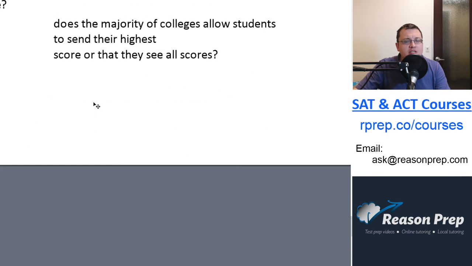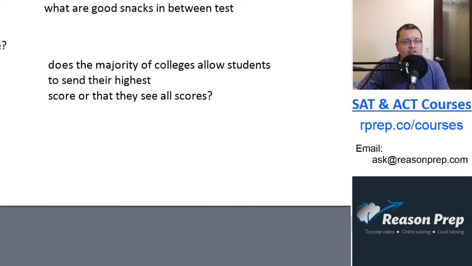Do the majority of colleges allow students to send their highest score, or do they see all scores? I don't know the exact number. I think a good chunk of them are score choice, where you can send whatever. You don't have to send them all of your scores. But a good amount as well will want to see all of them. In the end, don't stress about this.